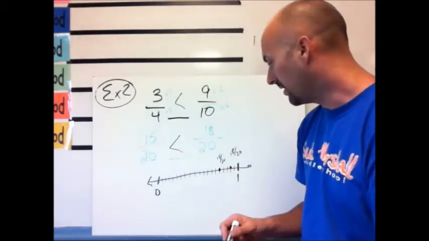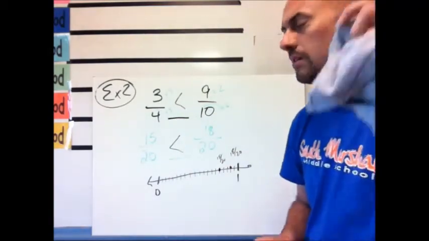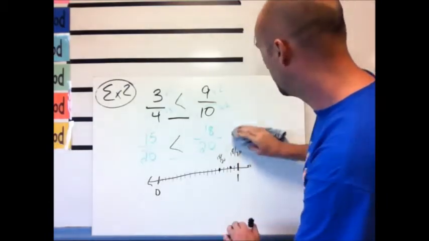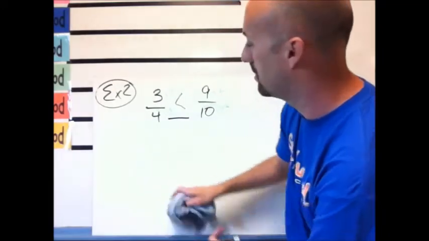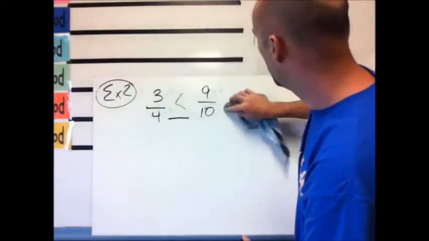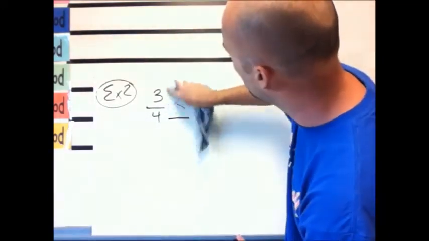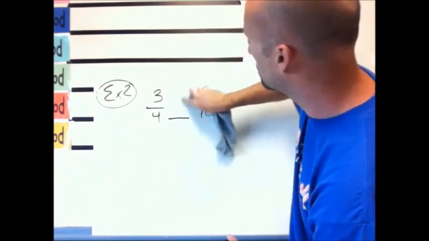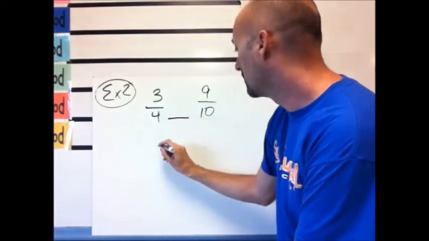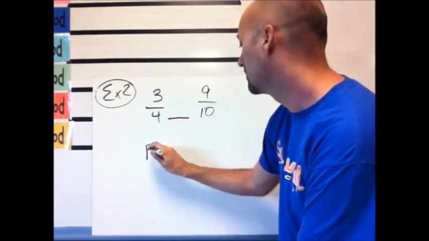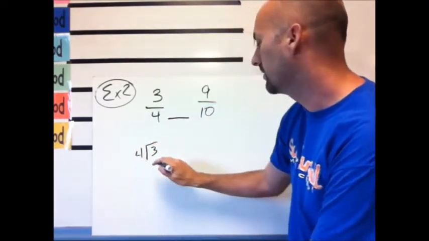Now, there is another way. Okay, maybe you're looking at this and you're going, okay, wait a second, what did he just do? Well, let's say you don't like that method. The other method that you could use would be to change these to decimals. All right, so to change to decimals, you're going to take the numerator divided by the denominator.